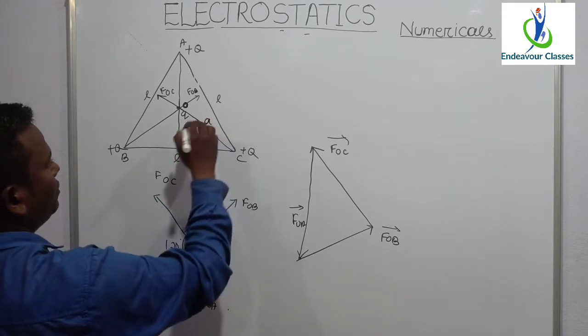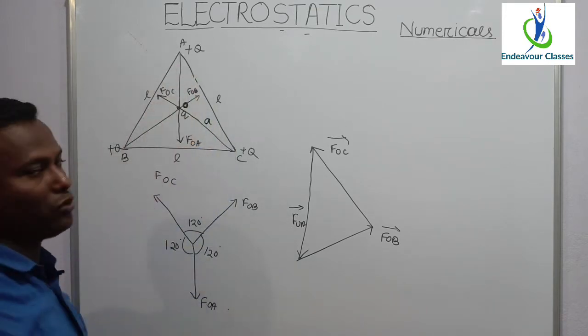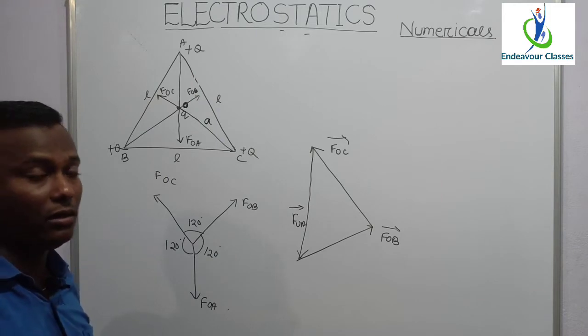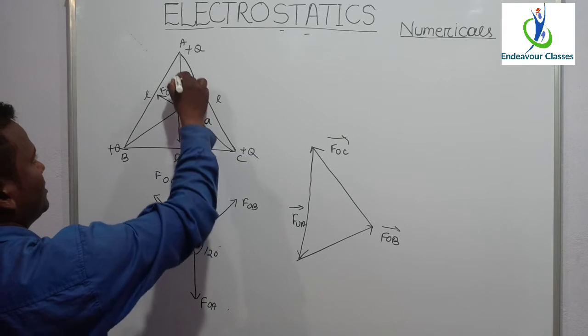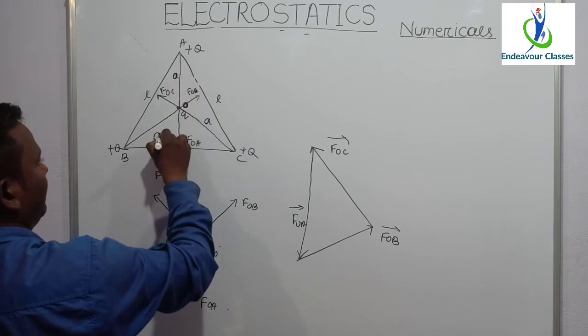Because as the centroid is located at equal distance from all the corners, so this distance and this distance and this distance will be equal. So let it be A.